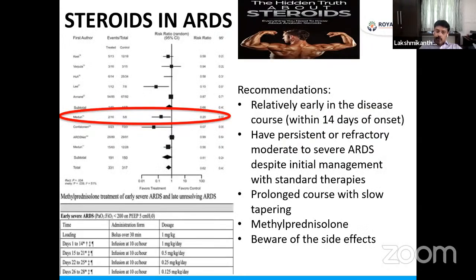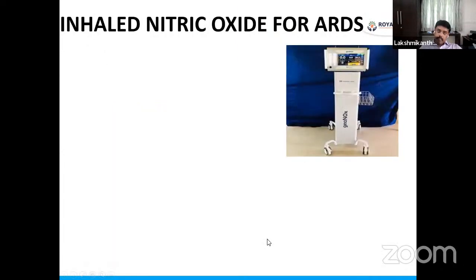So what dose do you use based on the Meduri trial? Loading dose we give 1 mg per kg. The first 14 days, 1 mg per kg per day. From day 15 to 21, 0.5 mg per kg per day. Day 22 to 25, 0.25 mg per kg per day. And from 26 to 28, you come down further and stop. So this slow and prolonged course of tapering is important in these patients.